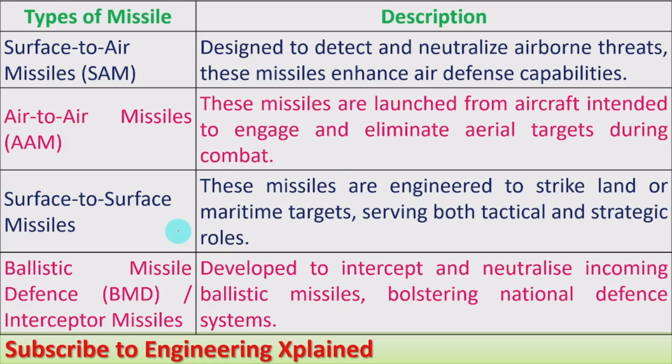The third type of the missiles, the surface to surface missiles. These missiles are engineered to strike land or maritime targets, serving both tactical and strategic roles. From one surface to another surface, these are to be launched for different ranges and with different speeds. Then the fourth one, the ballistic missile defense, that is called BMD or interceptor missiles.